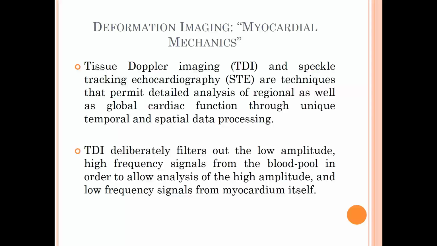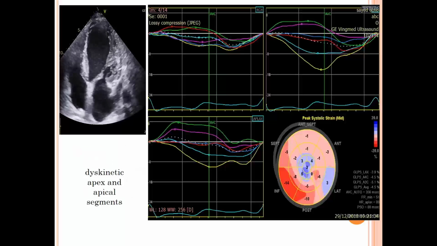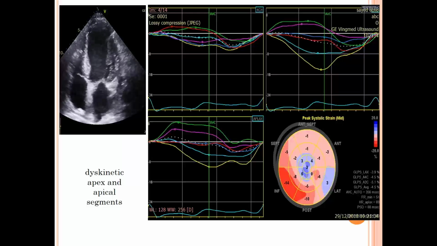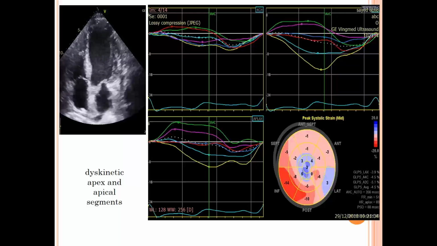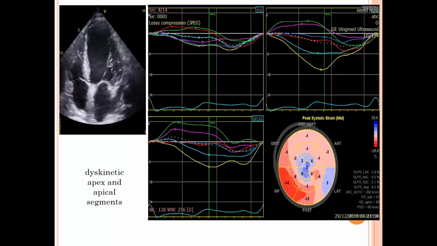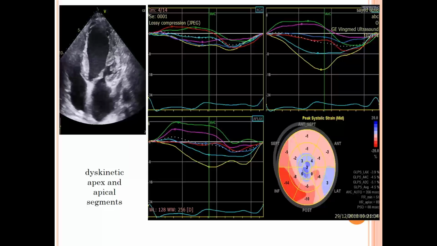processing. The tissue Doppler filters out the low amplitude and high frequency signals coming from the blood pool, so as to allow analysis of the high amplitude and low frequency signals from the myocardium itself, which we are concerned with, to see these fibers under control. In this four-chamber view, we see that the longitudinal strain of the left ventricle showed elongation of the apical segments instead of being shortened. This denotes dyskinesia of these segments, presented here in the curves by the purple and the green color curves.